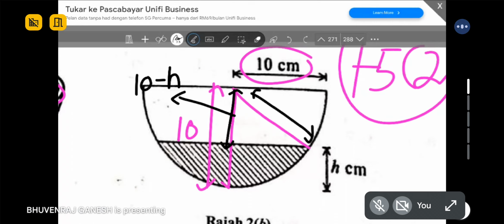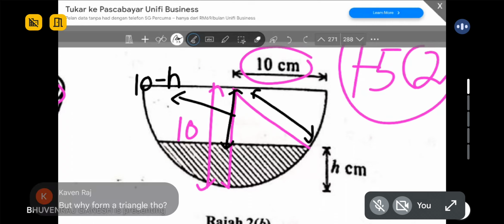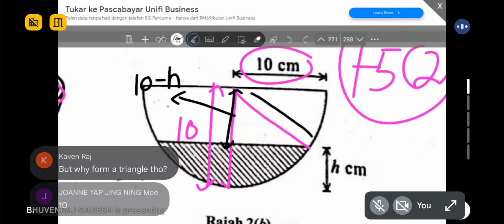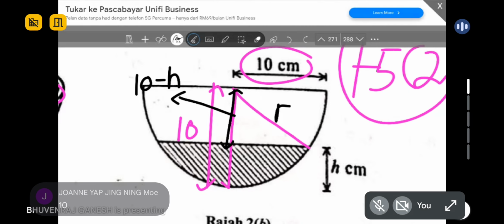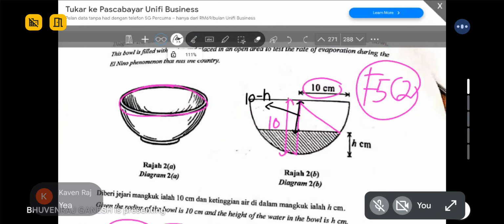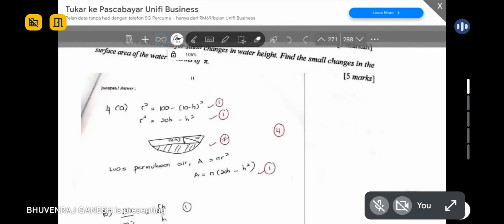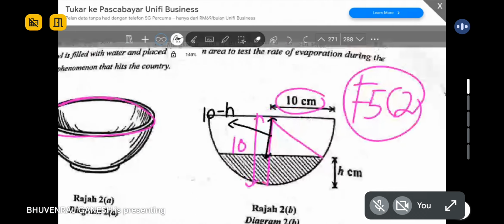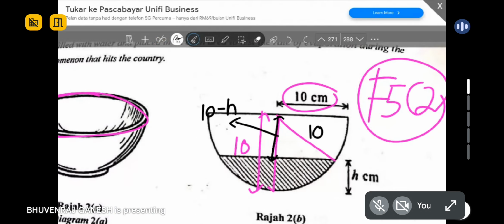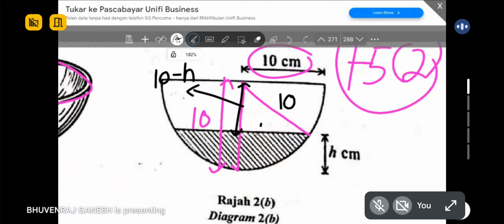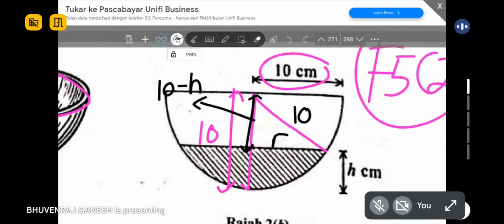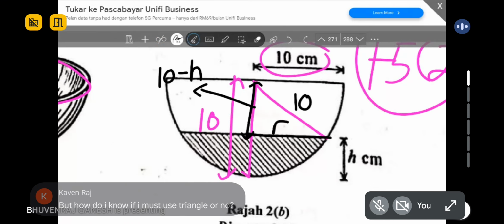This one, what to put? Okay, this one is actually your R, guys. Jejari. Radius. So that you can use Pythagoras theorem, Kavin. The concept here is we want to use Pythagoras theorem. Understand? Theorem Pythagoras. Okay? So wait, let me check and see. Do I put 10? Yeah, must put 10. Okay, 10, because it's the same. This one is a 10 and this one is the R. Can you guys imagine? Because this is the radius for the water.